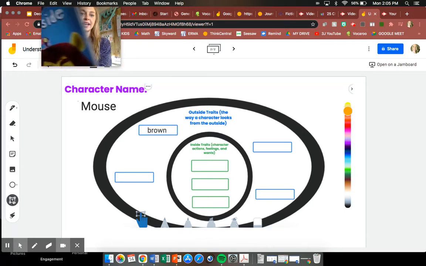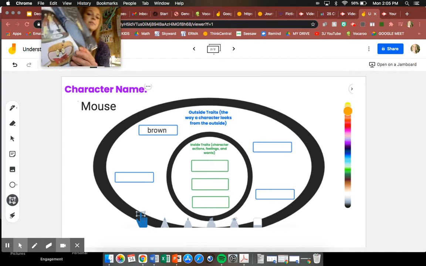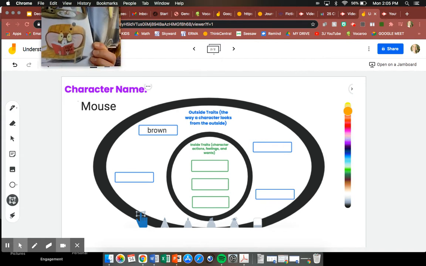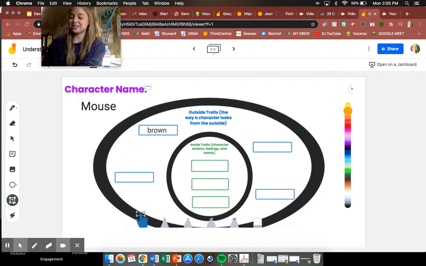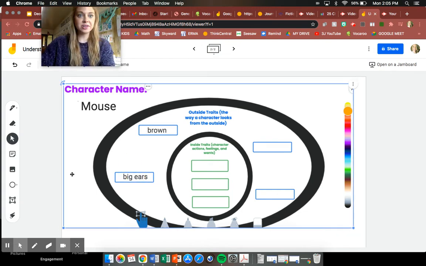What should my second text box say? I can even flip to other pictures of him in the story. Here is him reading a book on how to roar. It looks like he has really big ears, doesn't it? So I'm going to write big ears in the next text box. Remember, this is helping us understand the character, and we're understanding what he looks like on the outside right now. That is called an outside trait.